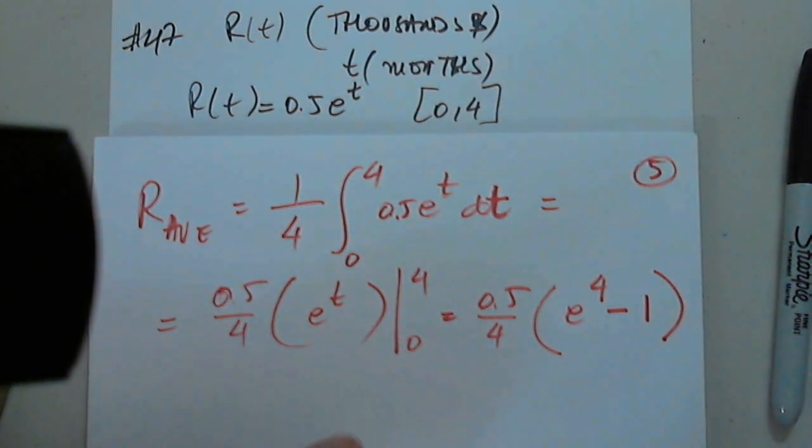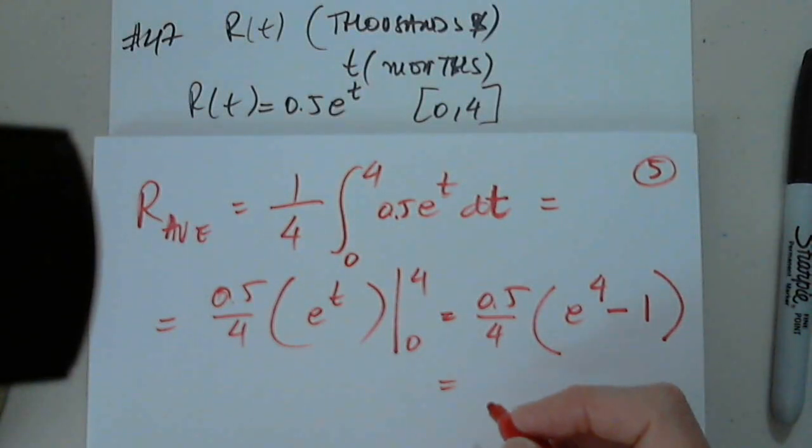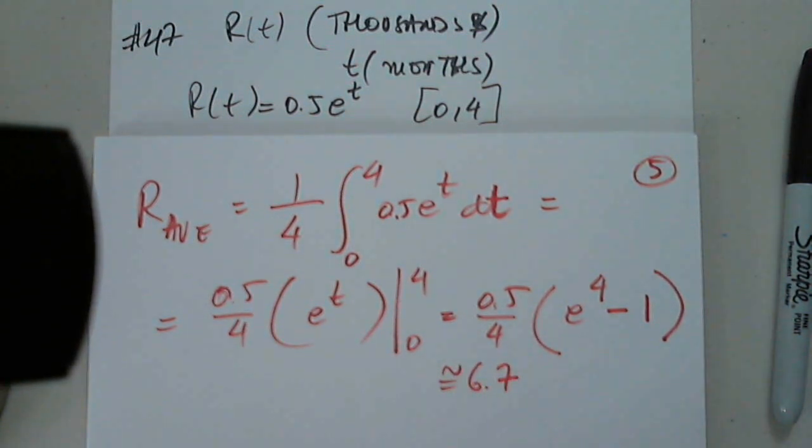That's it. Since it doesn't make any sense without an approximation, I am going to approximate it. So we have, don't forget parentheses for the first piece, because the calculator will not do what you want. In front, I have 0.5 divided by 4, and now in parentheses, e to the 4th power, and then minus 1. So we got 6.7 approximately. Now we have to identify the measurement unit.